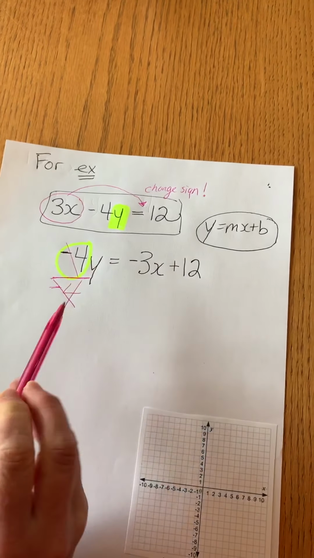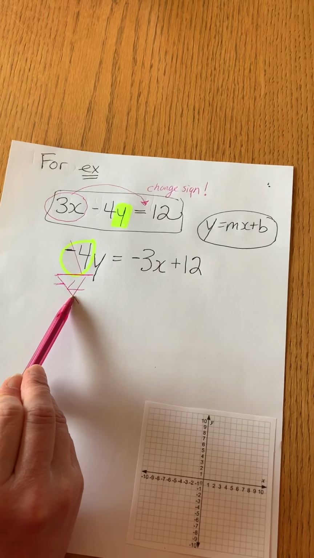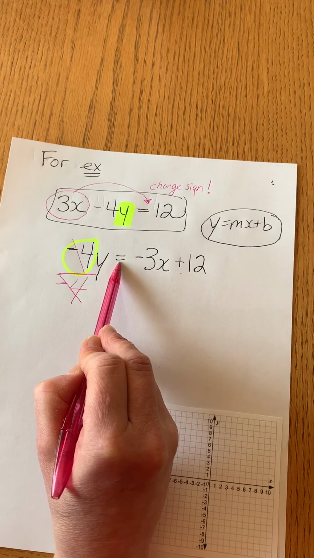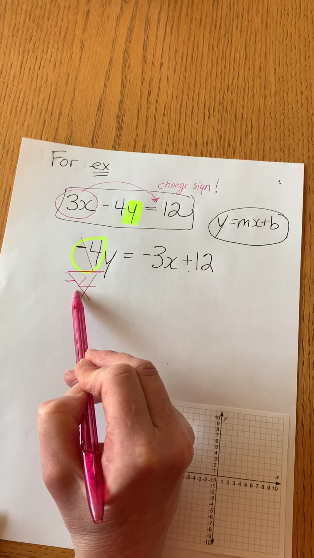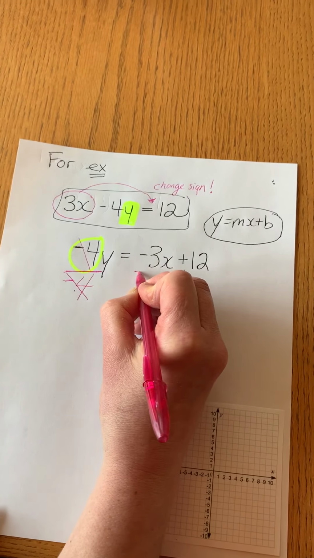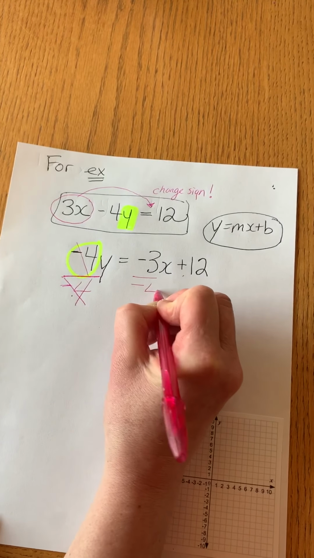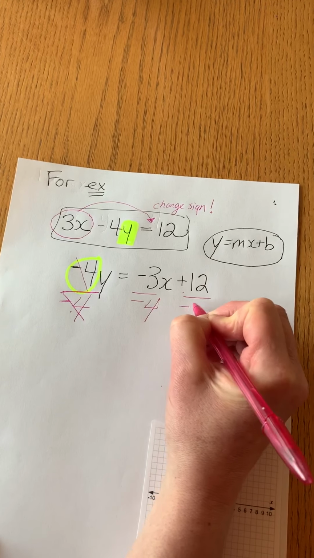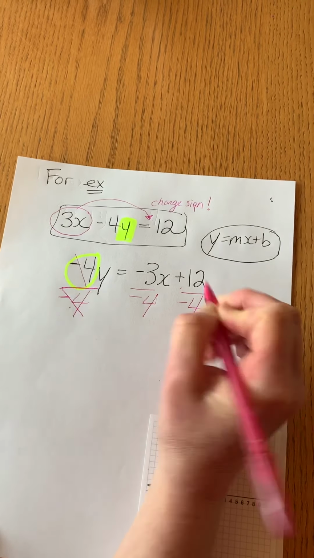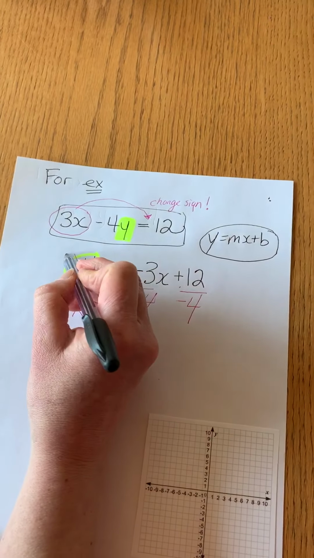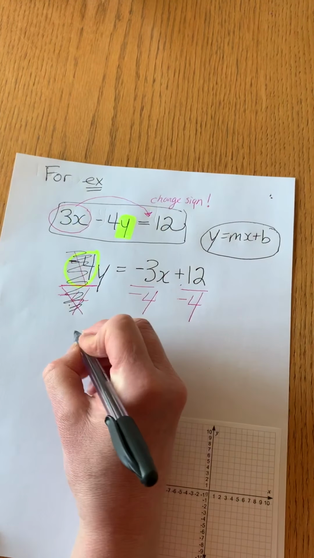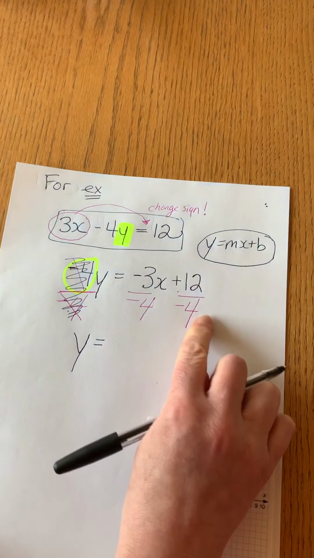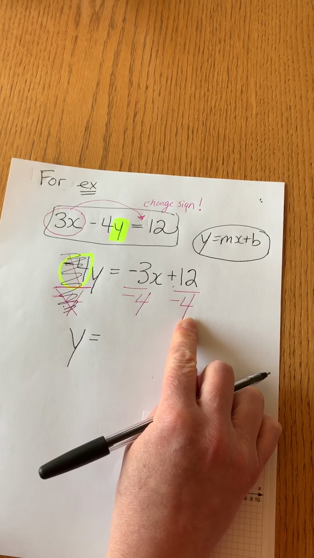But if we divide by -4 on one side, we also have to do the same thing on the other side so that it stays equal. So if we divide by -4 here, that means we have to divide the -3x by -4, and we also have to divide the plus 12 by -4. So the good thing is we've got rid of the -4 here, so we just have y, which is what we want. But now we also have to remember we're dividing everything else by -4.